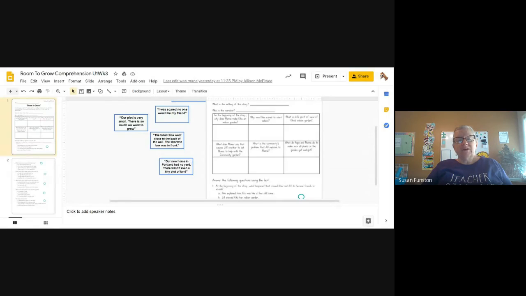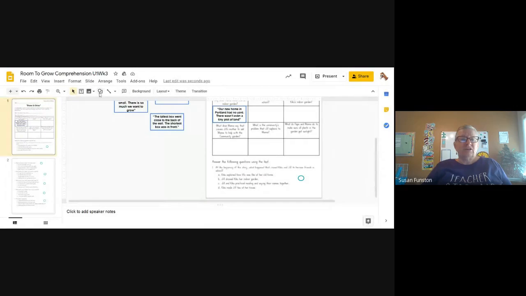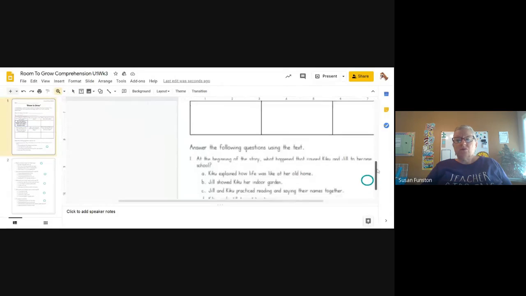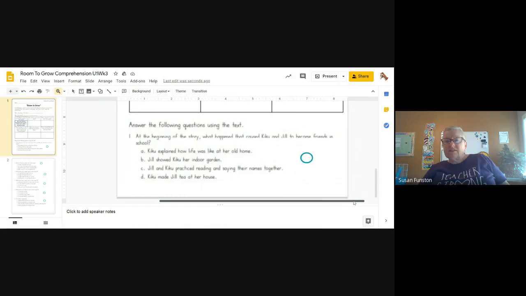So she grew it indoors because their new home had no yard. So I'm going to drag that box right over here because that is the answer to this question. Okay, and we're going to continue to drag the boxes for the rest of the questions, and then we're going to start answering these questions at the bottom and on the next page. So at the beginning of the story, what happened that caused Kiku and Jill to become friends in school?